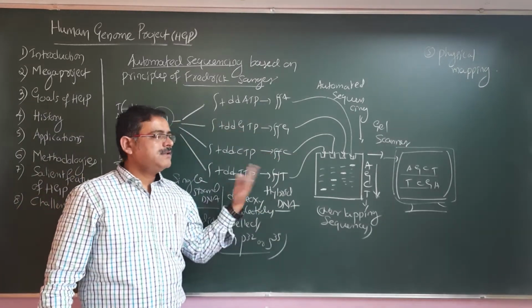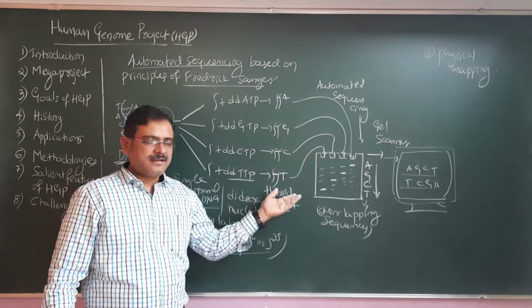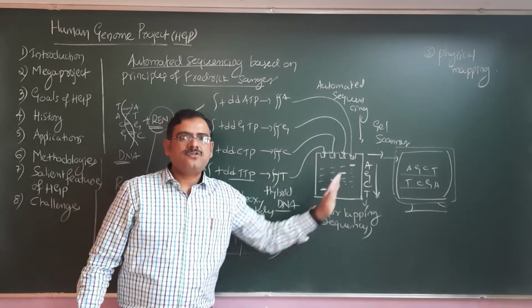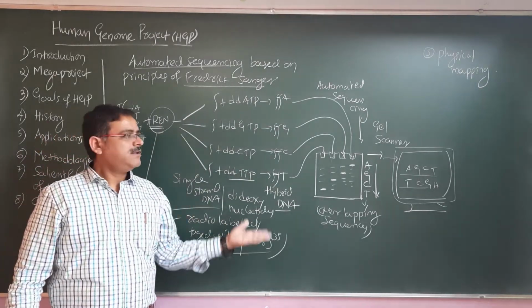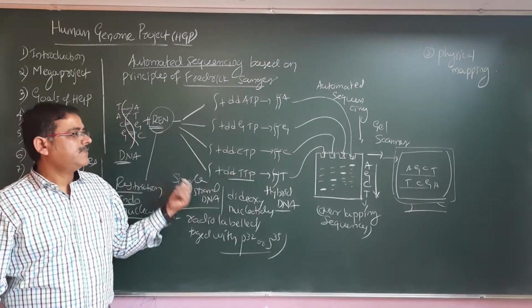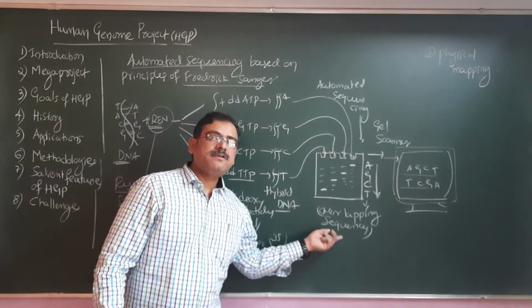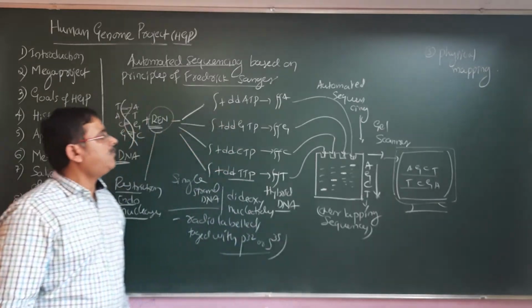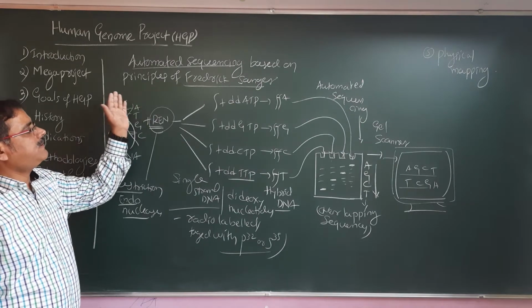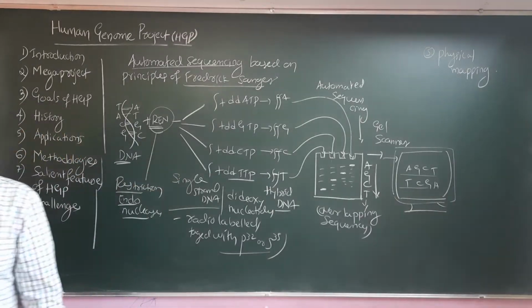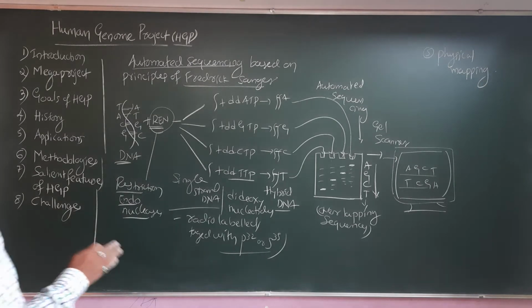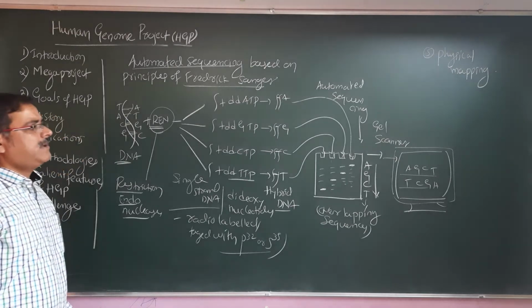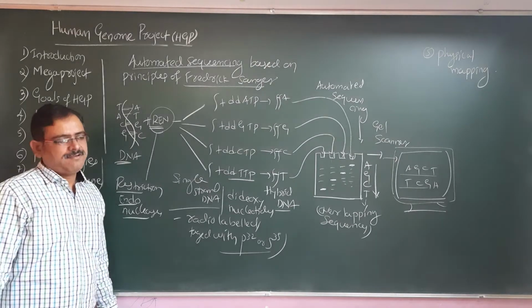The gel is scanned by the gel doc scanner, and the information is stored in the computer. So this is a fast sequencing method that has been extensively utilized, mainly based on overlapping sequence analysis, done by the Frederick Sanger method. I hope this method is very clear to you, and this is what we call the automated sequencing method based on Frederick Sanger's method of sequencing.